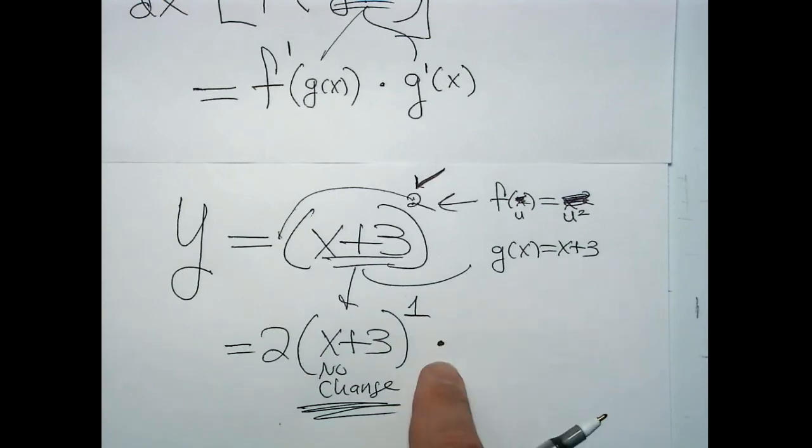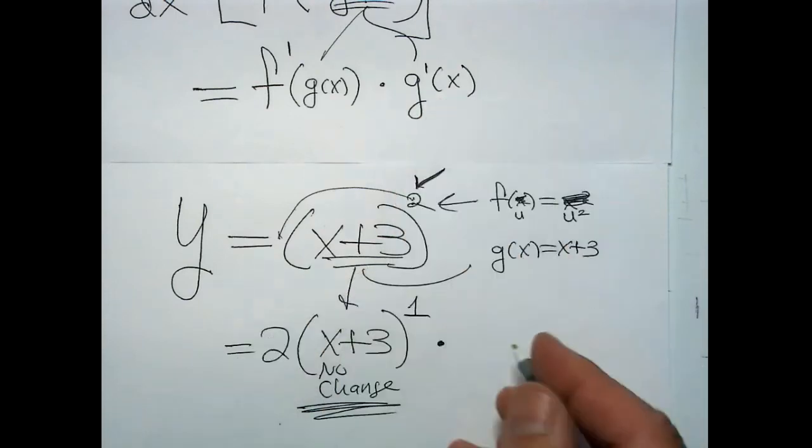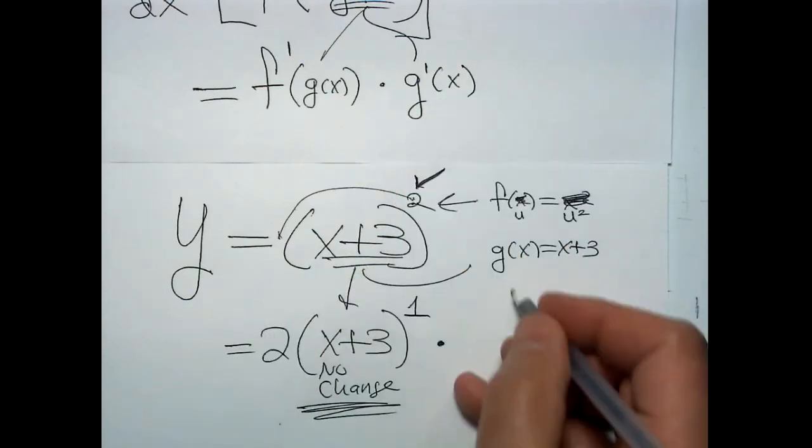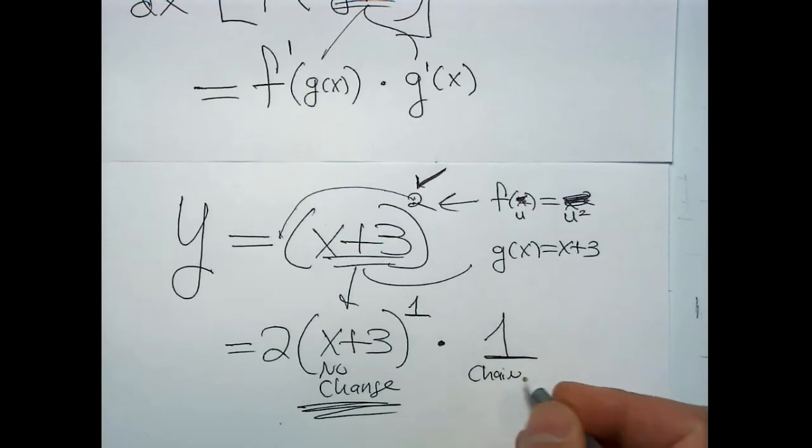Times, this is where the chain comes in. This is like the dy du. Now, over here, we get the du dx. Well, it's really dg dx in this case. So there's the g prime, right next to it, multiplication. G prime is equal to 1. And that's actually the chaining part right there.